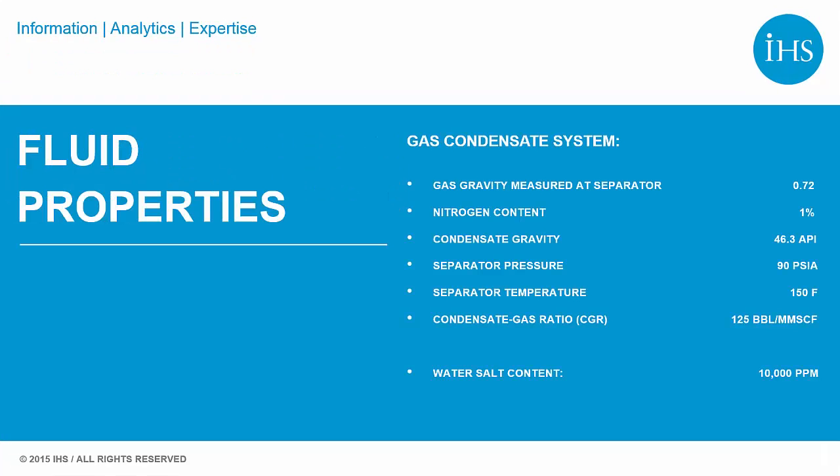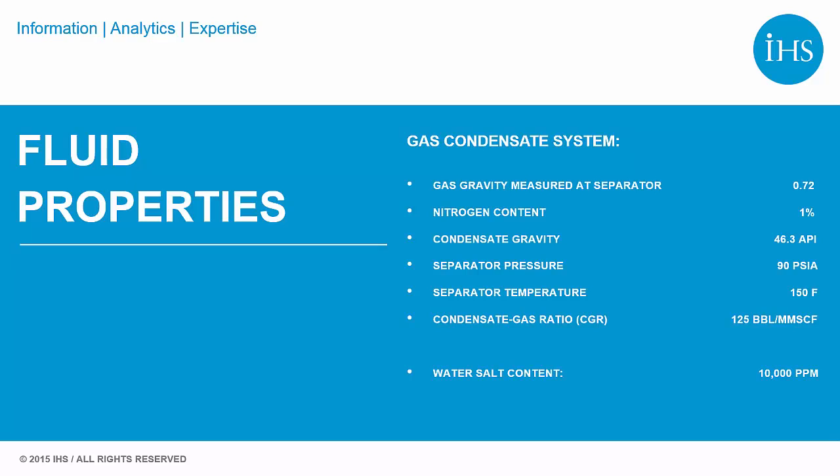First of all, we will set our fluid properties. This example will consider a gas condensate system with known values displayed on this slide. In general, you should have information about the produced gas measured at the first separator. In this case, we have a specific gravity of 0.72 with a nitrogen content of 1%.